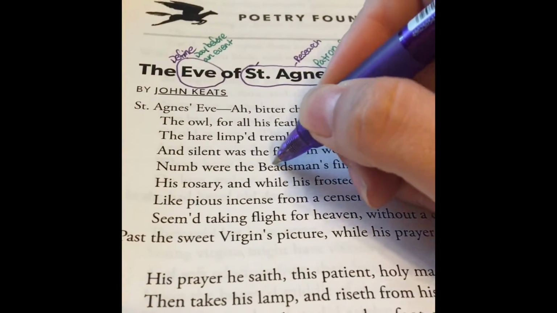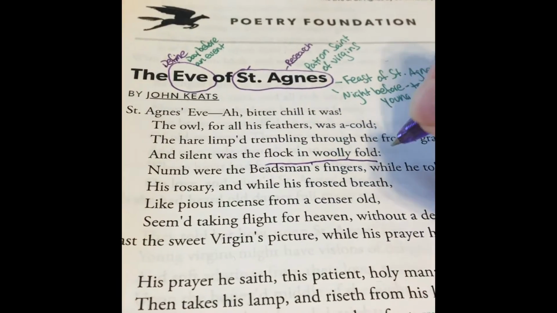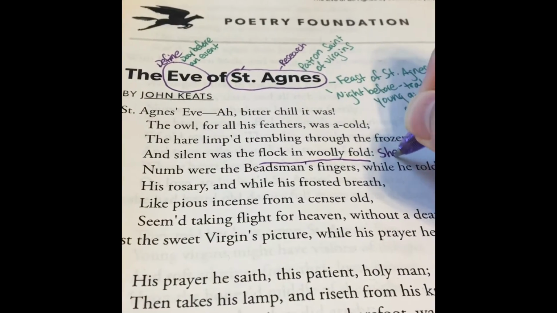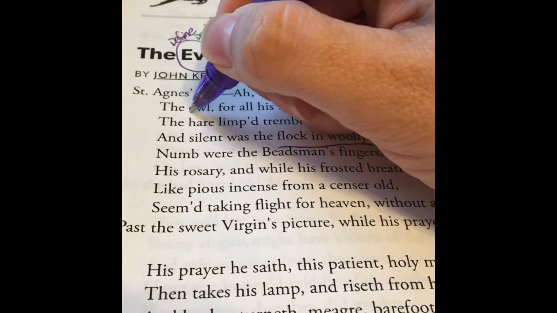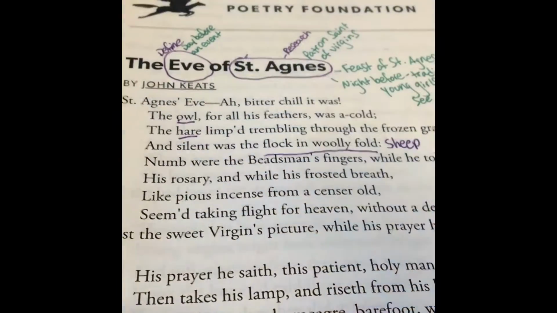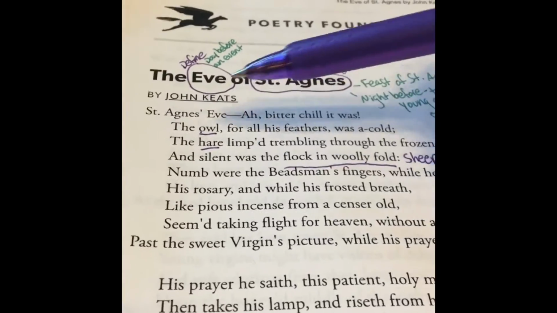Alright, so the flock in woolly fold is referring to sheep, most likely. I am going to note all of the different types of animals being referenced. Maybe that will be important later.